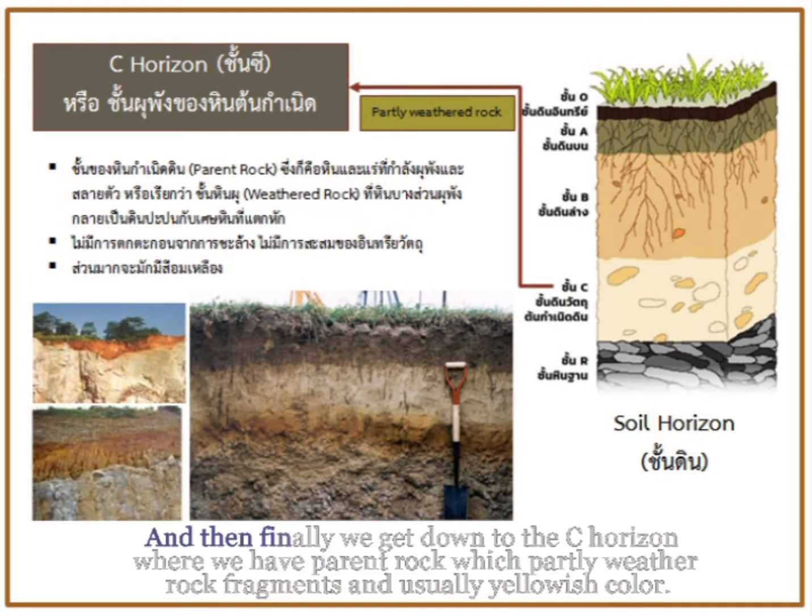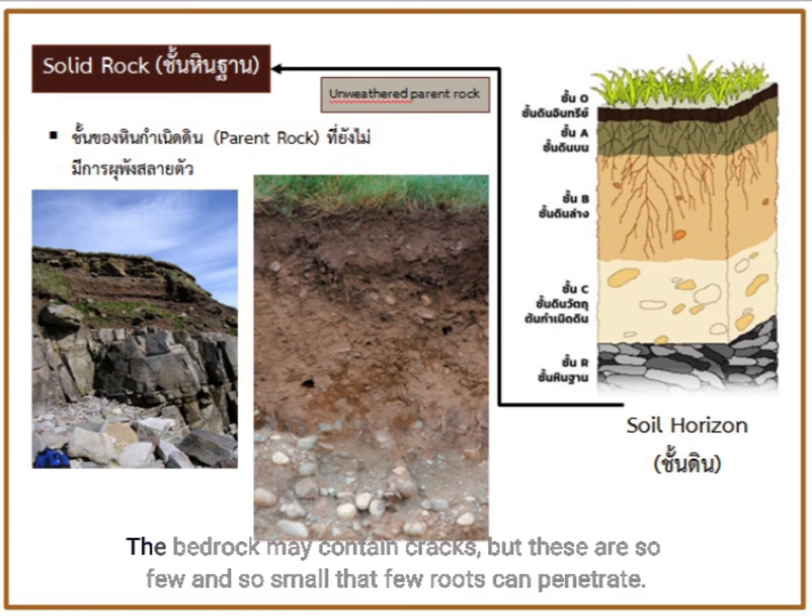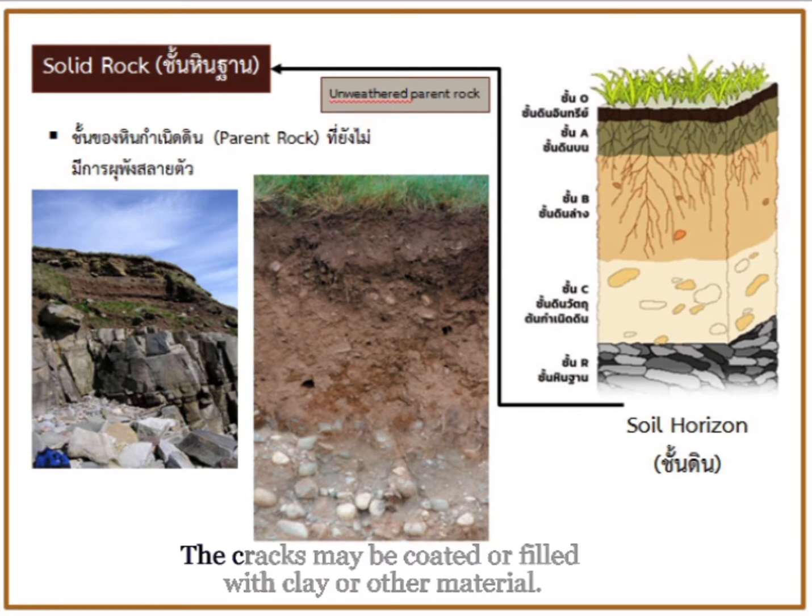And then finally we get down to the C horizon, where we have parent rock with partly weathered rock fragments, usually yellowish in color. Below is the hard bedrock underlying the soil. The bedrock may contain cracks, but these are so few and so small that few roots can penetrate. The cracks may be coated or filled with clay or other material.